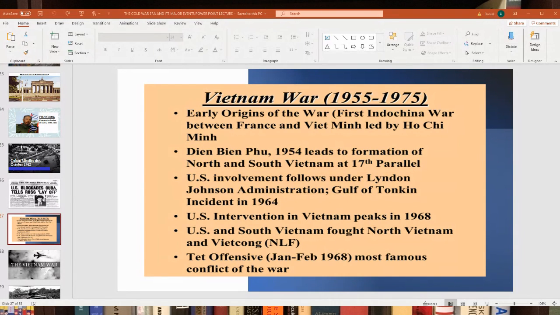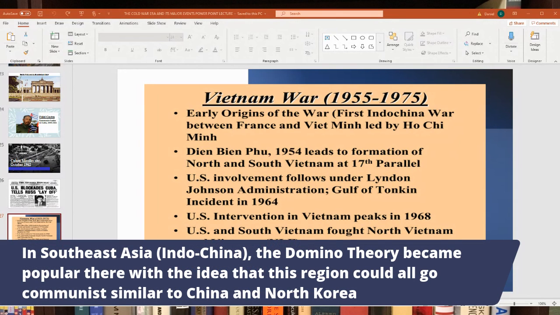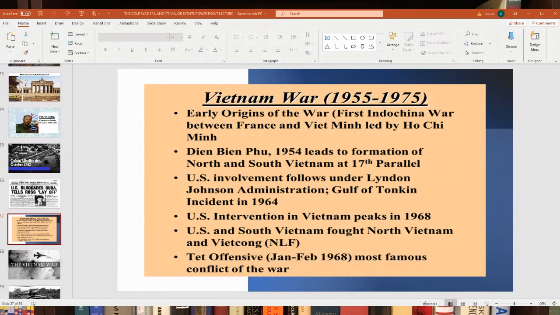And I told you that part of why the Vietnam War happened, kind of like the Korean War, was because of the domino theory I told you about. There was a theory that Southeast Asia, Indochina, was going to go all communist, because you already saw North Korea and China. So the theory was if Vietnam went communist, so would Laos, Cambodia, Thailand, all those countries.